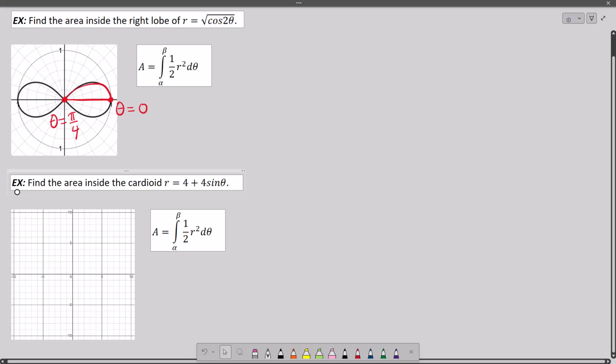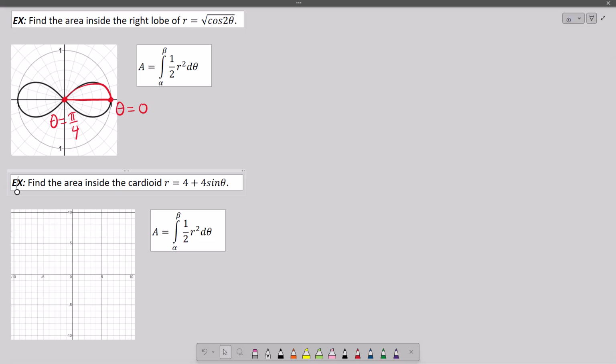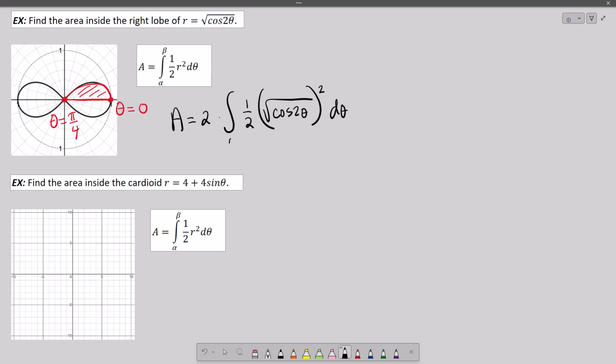So if we integrate from 0 to pi over 4, 1/2 r squared, we will get the area of that red crescent thing, this thing right there. If we want the area of the full eye, we're going to go 2 multiplied by 1/2 r squared. So this is r, we're going to square it, d theta, and we're going to go from 0 to pi divided by 4. This will give us the area of one lobe, one eyeball, the right side.